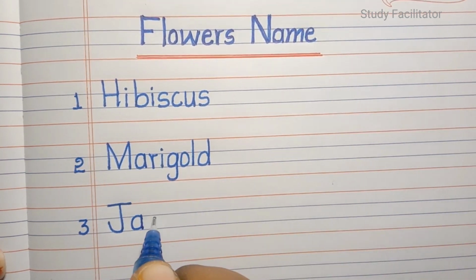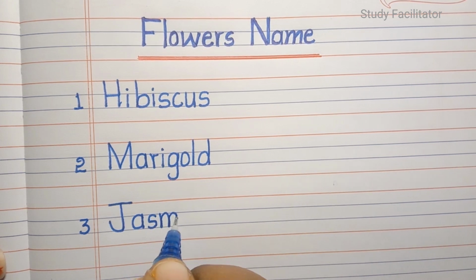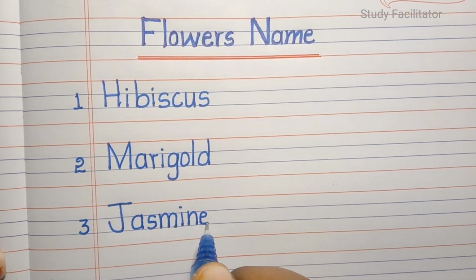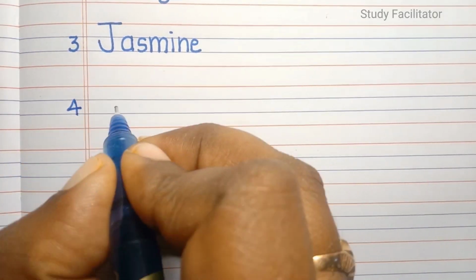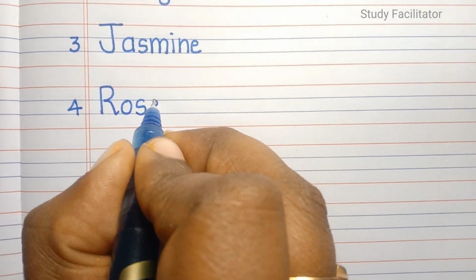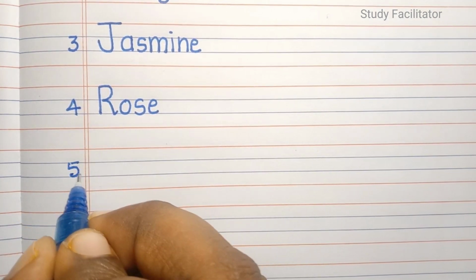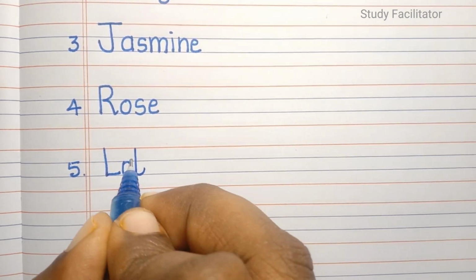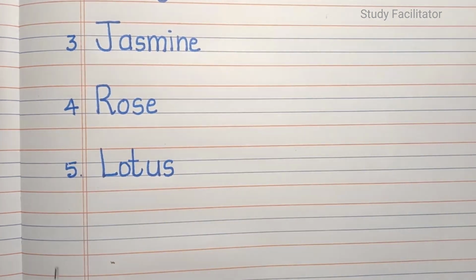Jasmine. J-A-S-M-I-N-E. Jasmine. Rose. R-O-S-E. Rose. Lotus. L-O-T-U-S. Lotus.